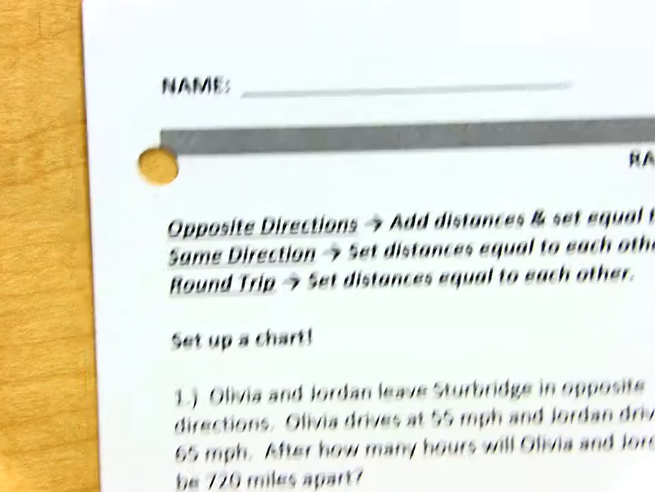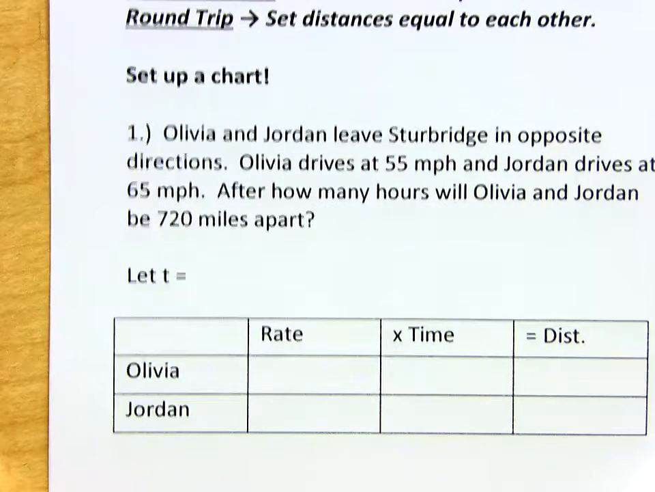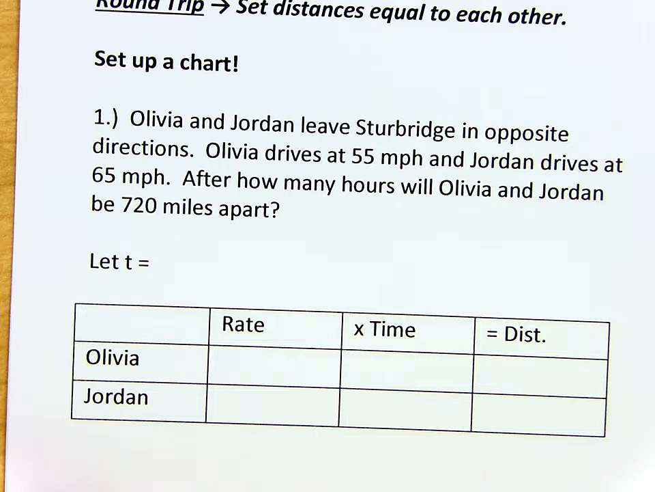So let's take a look at this first one. We're going to set up a chart for each of these. So you'll notice on the front side here, I already have the chart sort of laid out for you until you get used to it. So let's read it together. It says, Olivia and Jordan leave Sturbridge in opposite directions. Olivia drives at 55 miles per hour. Jordan drives at 65 miles per hour. After how many hours will Olivia and Jordan be 720 miles apart?